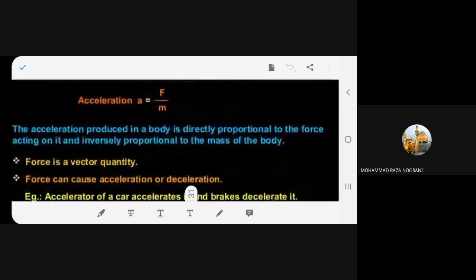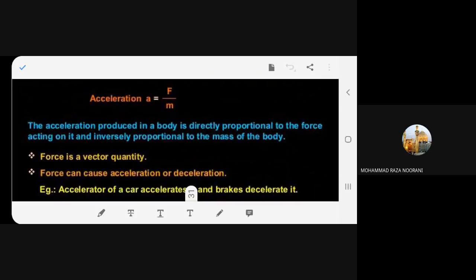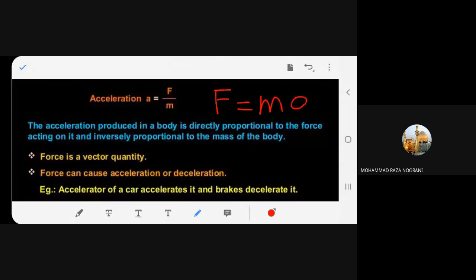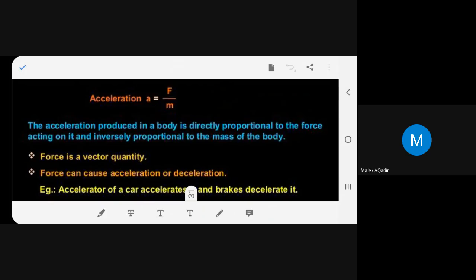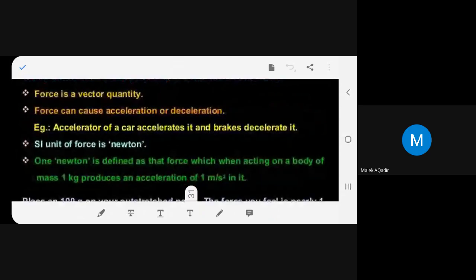So what is the definition? Acceleration is equal to force upon mass of the body, right? This is what you have to remember. Or otherwise you can even write F is equal to MA. Remember, we know this formula. Do you remember now? Yes. F is equal to M into A, right? This is what we know, isn't it, beta? Okay, fine. Now begin.